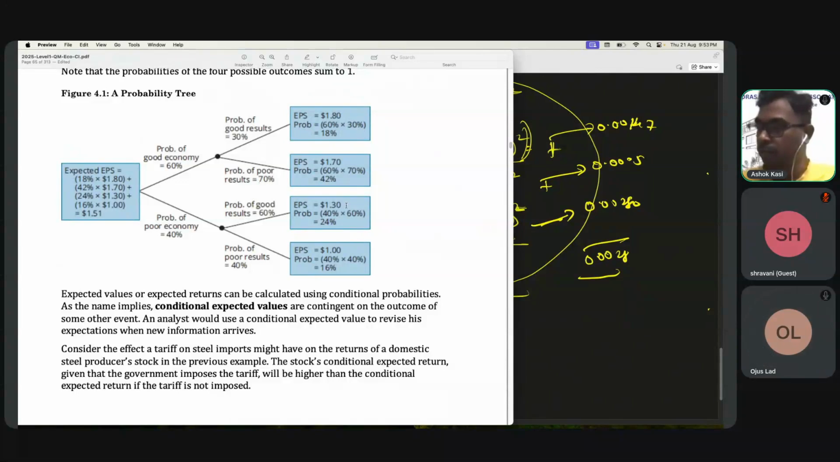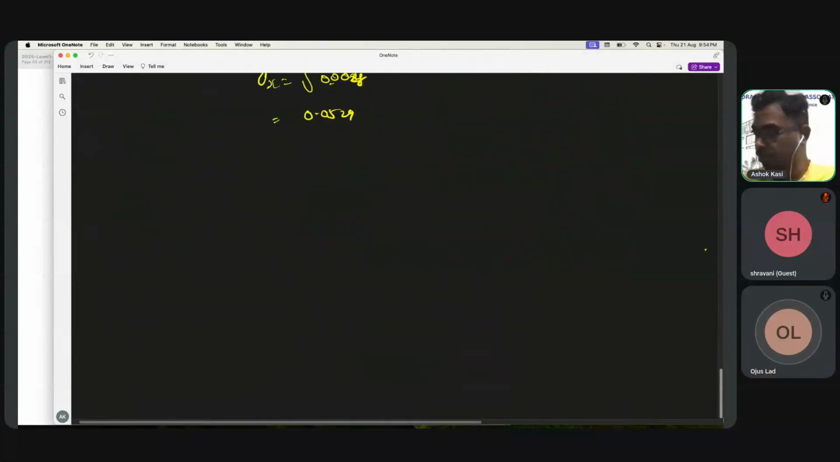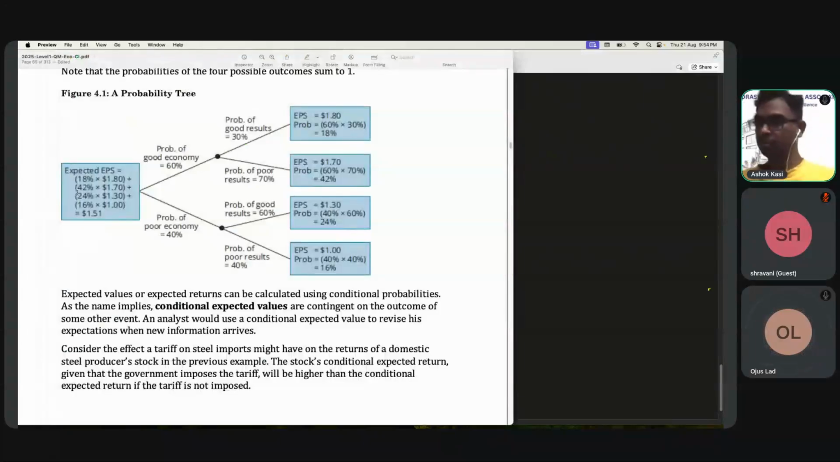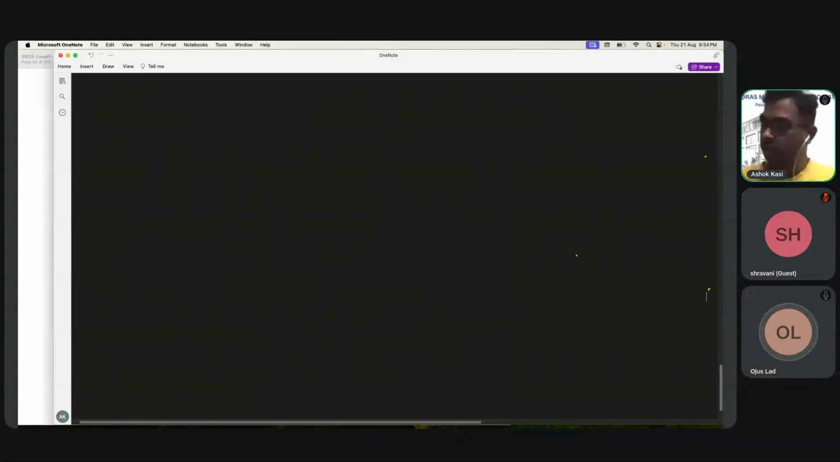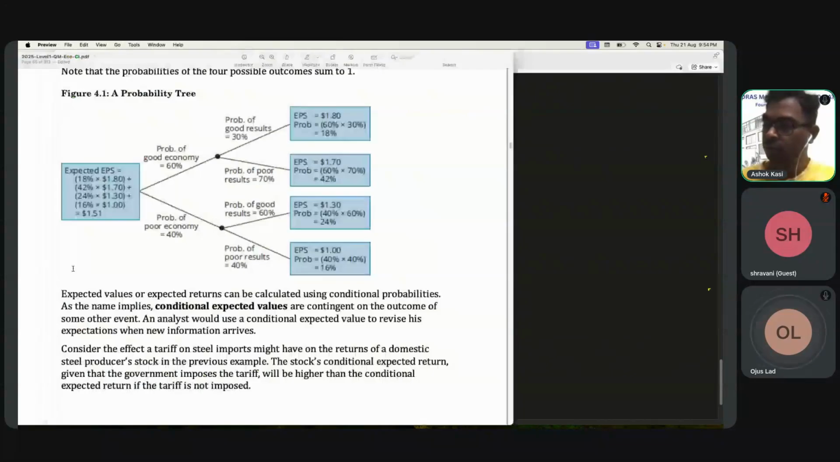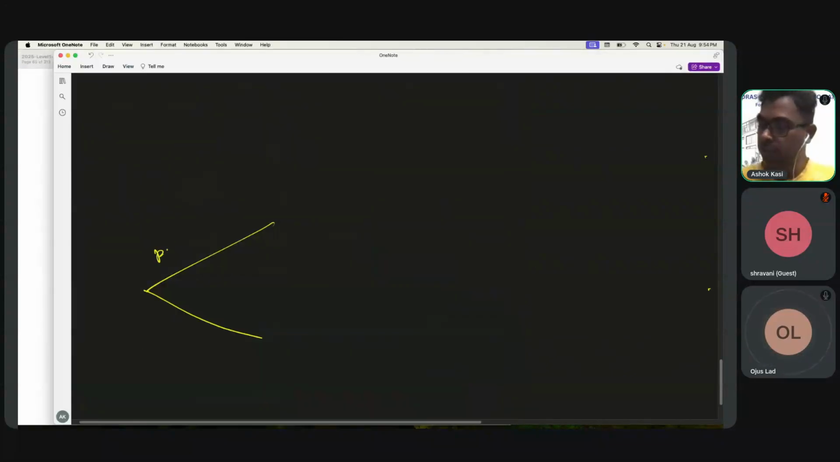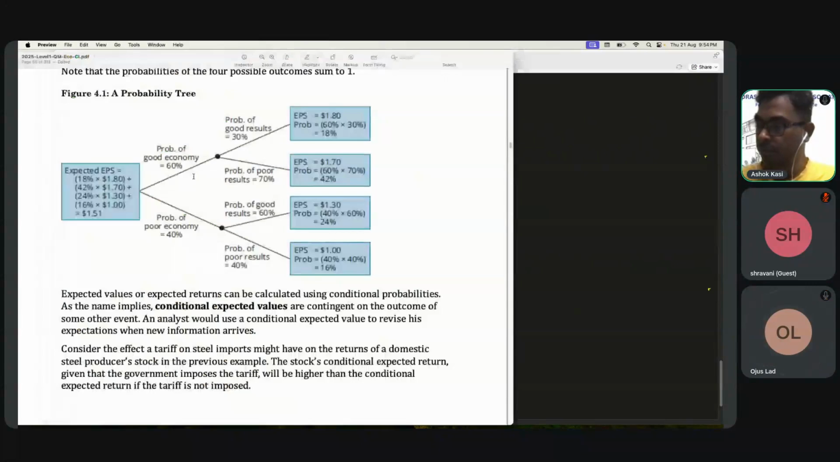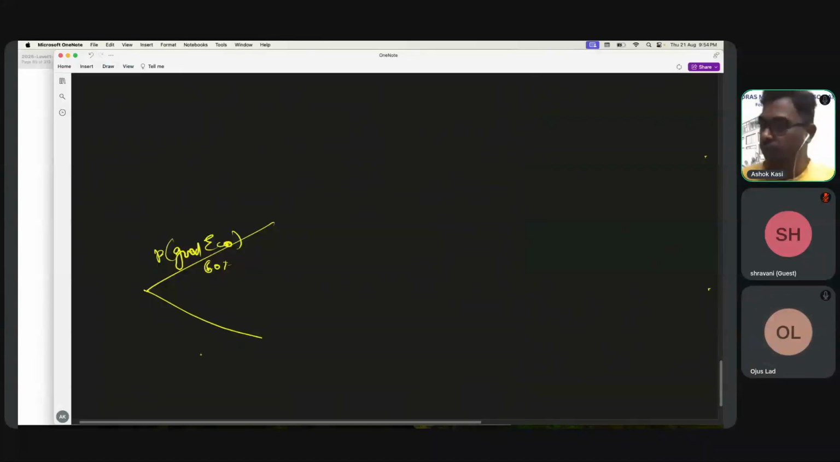Then probability tree. Expected, see, now this is probability of good economy is 60%. This is called probability tree. Probability of good economy 60%, and probability of poor economy 40%.